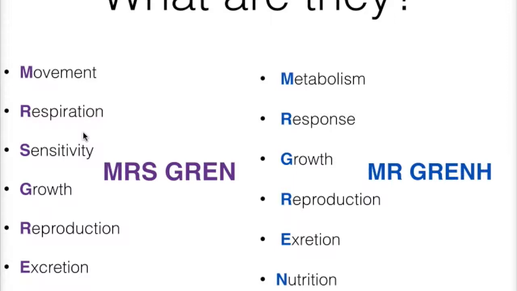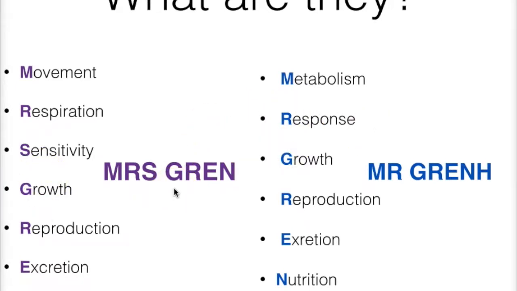So we start with metabolism. Metabolism is the chemical reactions that happen inside the cell, including cell respiration, in order to release energy. Response is the ability to react to changes in the environment. Now, this is like sensitivity, but it's not really the same. But it could be. If we draw an analogy, then they would be pretty similar.